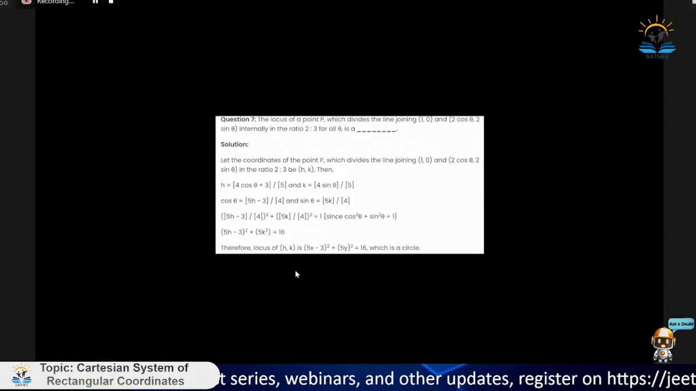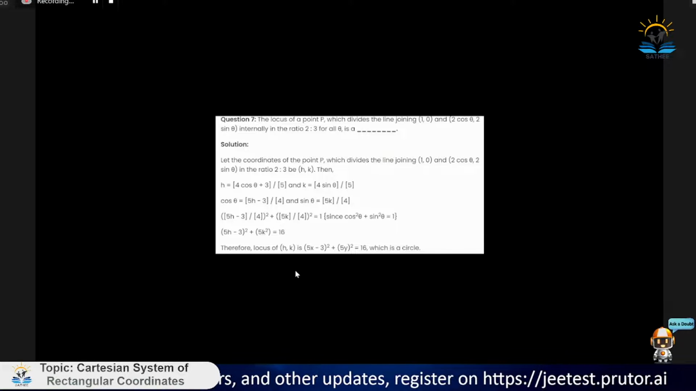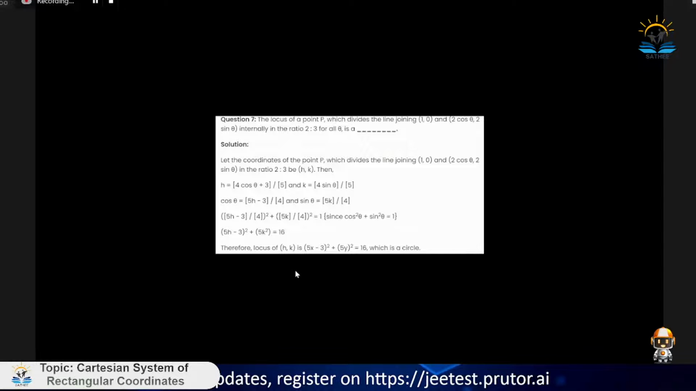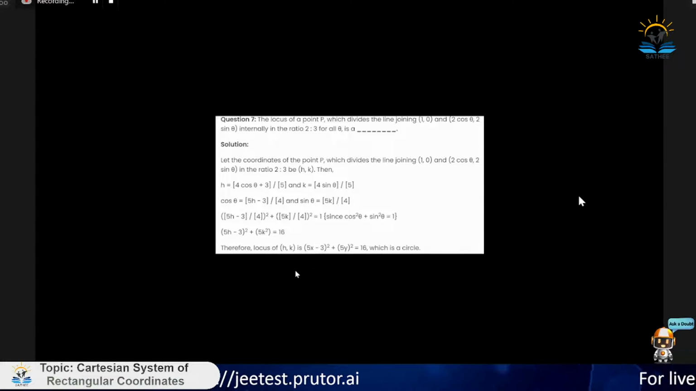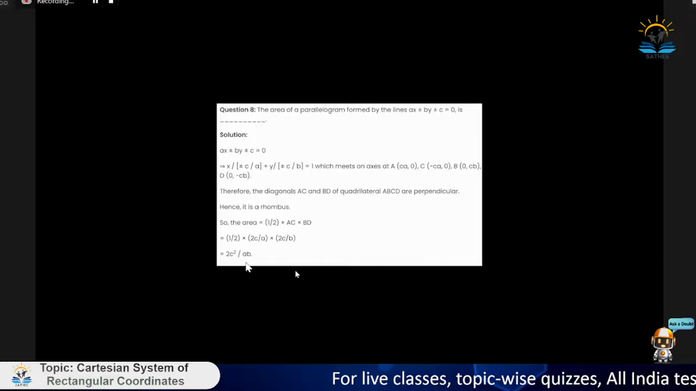You'll get 4 cos theta plus 3 by 5, 4 sin theta by 5. And from that, if you solve for cos theta and sin theta, it would be (5h minus 3) by 4 and 5k by 4. So we all know that cos square theta plus sin square theta equal to 1. So when you substitute cos square theta and sin square theta in terms of h comma k, you will get the locus. And as you can see, it is a circle. So the locus would be a circle. We'll go for the next question.